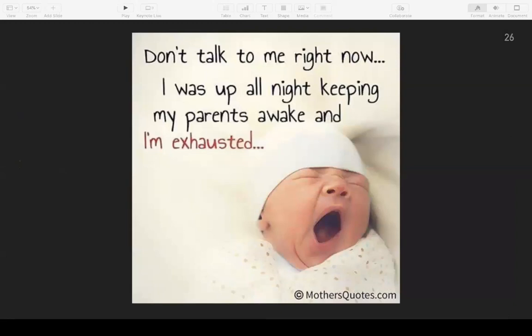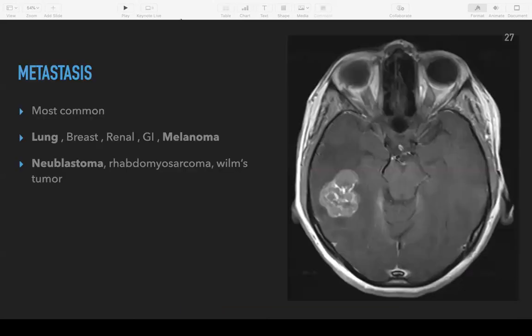Okay, so now we'll talk about the most common tumors affecting adults. And in the beginning, of course, we have to start with metastasis. Metastasis is the most common brain tumor. So if we are talking about the most common tumor in the brain, it is metastasis.